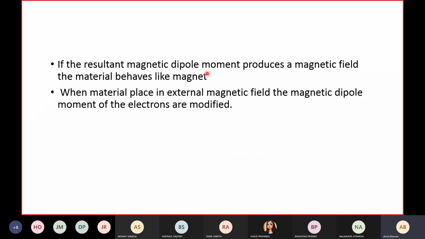If the resultant magnetic dipole moment produces a magnetic field, the material behaves like a magnet. So due to this dipole moment, it produces a magnetic field. A magnetic field is generated, and the material behaves like a magnet. When the material is placed in an external magnetic field, the magnetic dipole moments of the electrons are modified. It will get changed.